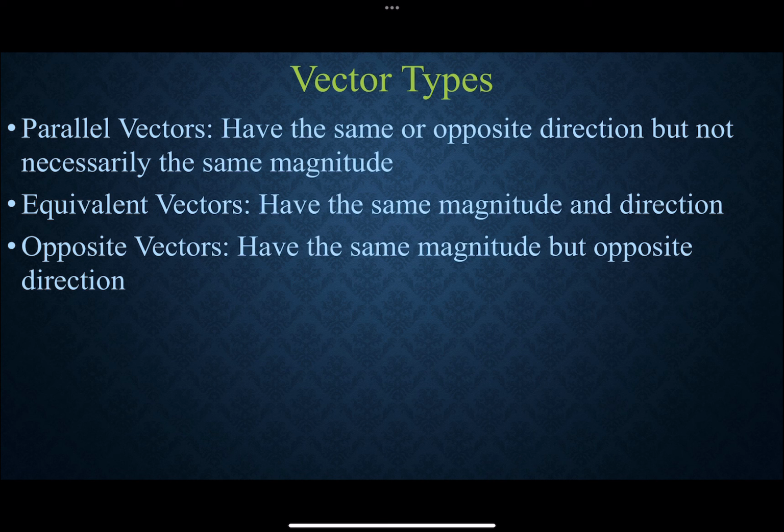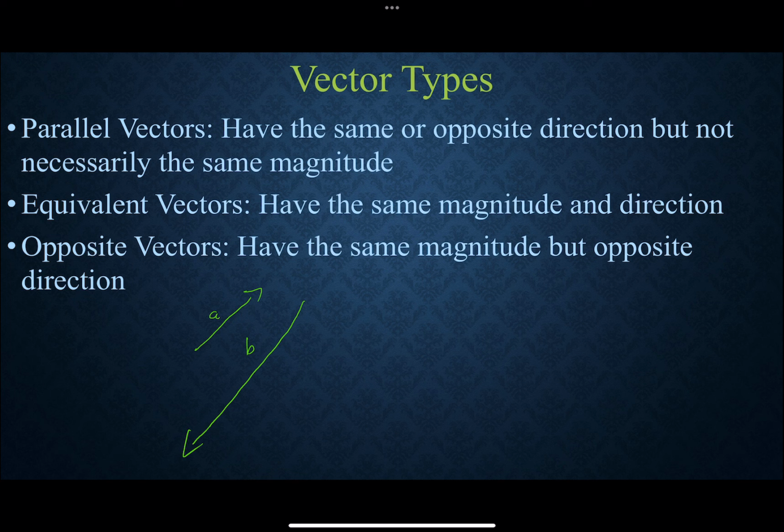So vector types: we've got parallel vectors, equivalent vectors, and opposite vectors. Parallel vectors have the same or opposite direction, but not necessarily the same magnitude. For example, if I have this vector right here, vector A, and then this vector right here, vector B, obviously B is bigger and it's going in the opposite direction, but it has the same orientation essentially, in that they're parallel to each other if you create them as normal lines.